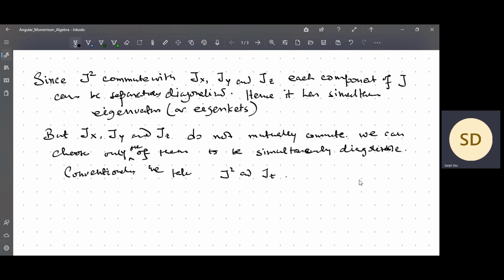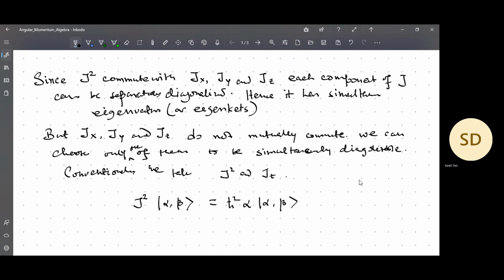So now what can I write? I can write the eigenket. So J square, let's denote the eigenket by alpha beta: J square on alpha beta equals h bar square alpha, alpha beta, and Jz on alpha beta equals h bar beta, alpha beta.